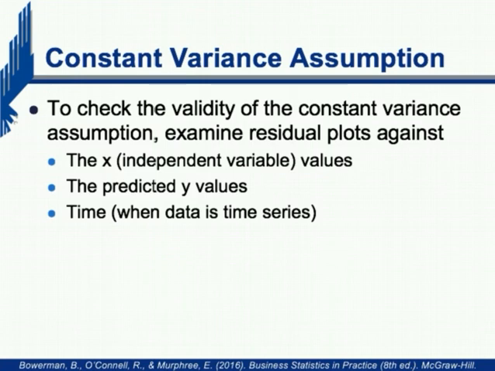So here are some specific ways for us to verify those assumptions. For the constant variance assumption, in order to check the validity, we can examine multiple residual plots. These residual plots are basically scatter plots with different values on the x-axis and the residuals on the y-axis. One residual plot that we can look at is the plot of the residuals against the independent variable. So you have the independent variable on the x-axis and the residuals on the y-axis. We can also look at the residual plot against the predicted y value.